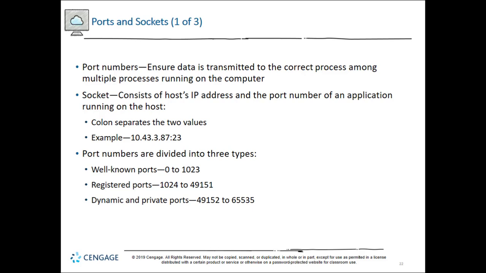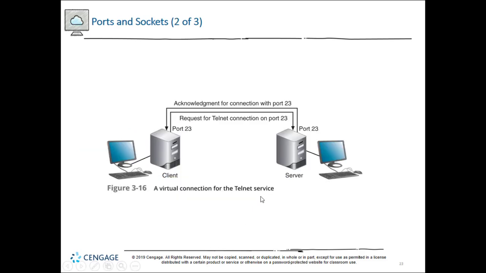Well-known ports are from 0 to 1023. Registered ports, which means it's an application that will always use it, like a Symantec port, are from 1024 to 49,151. And then other ports that are either private or dynamically generated, maybe for your BitTorrent clients, stuff like that, go all the way up to 65,535.